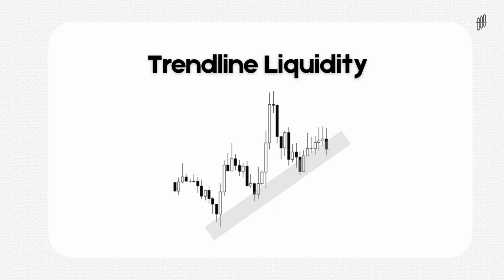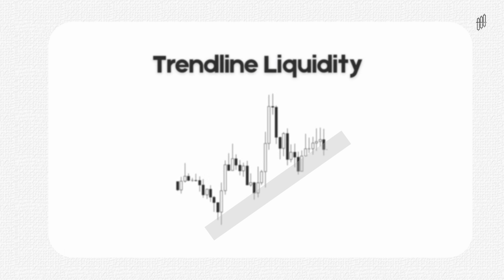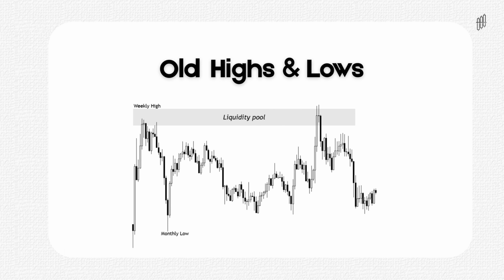The third type is trendline liquidity, which we touched on earlier. The diagonal pools that form when retail traders religiously draw trend lines and stack their stops just beyond them. And the fourth type is old highs and old lows from higher time frames. Weekly and monthly levels where enormous amounts of orders have accumulated over long periods of time. These are the most powerful liquidity pools of all, and when institutions target them, the resulting price movement is explosive and fast.